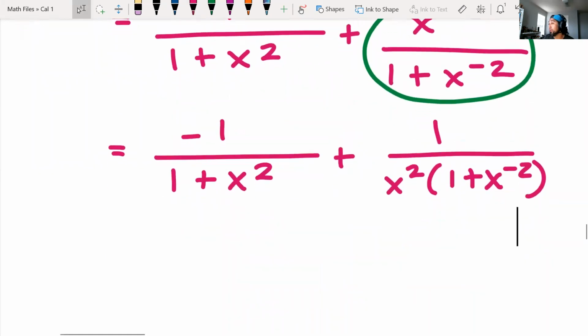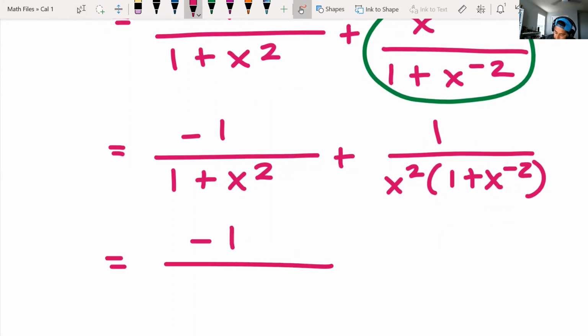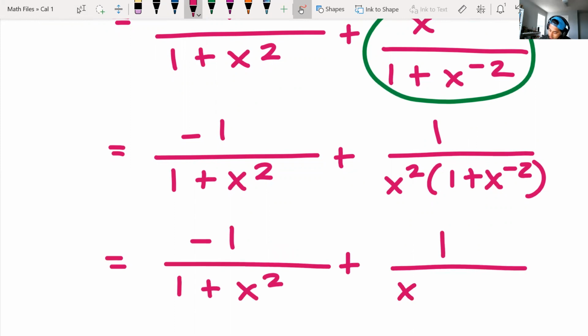We still need to fix. So this time you'll distribute that denominator. And you'll get 1 over x squared plus, and what is x squared times x to the negative 2 going to be? X to the power 0, which is 1. Good.